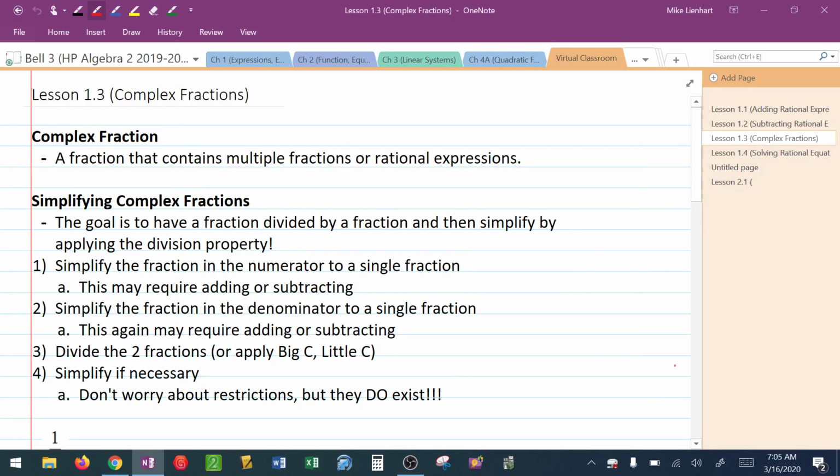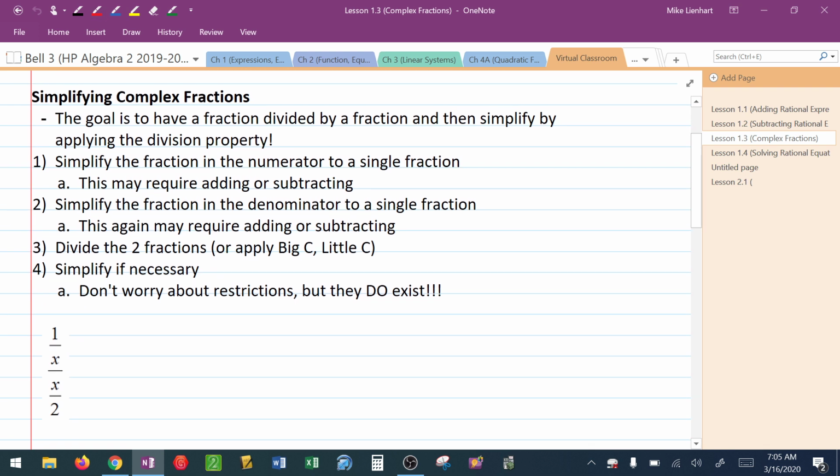This video is about what we call in Algebra 2 complex fractions. Now, a complex fraction, very simply, is a fraction that contains multiple fractions or rational expressions. The way to simplify a complex fraction is first to understand what you're trying to do.